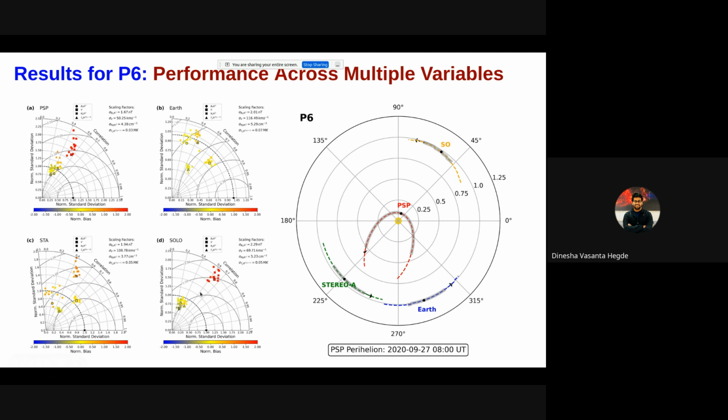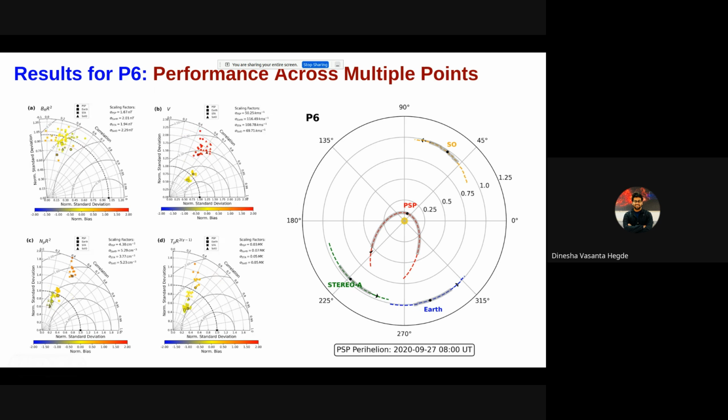So this performance is inconsistent. It is not the same for all the variables at the same location, as well as performance across multiple points. For example, for a variable, here I'm showing the radial magnetic field and 4 variables, combining all 4 locations again in the normalized space. You can see for the radial magnetic field, these results are scattered near 0.2, and so the correlation coefficient is very bad.